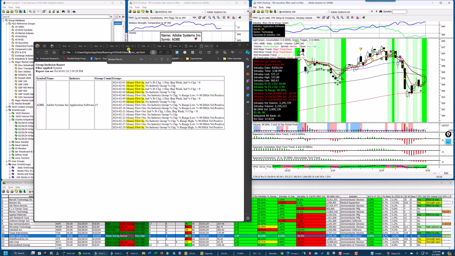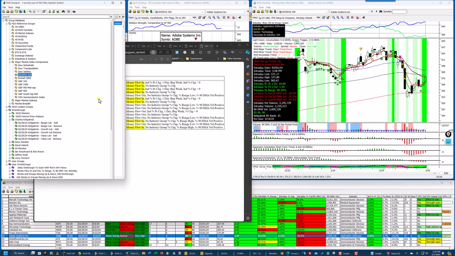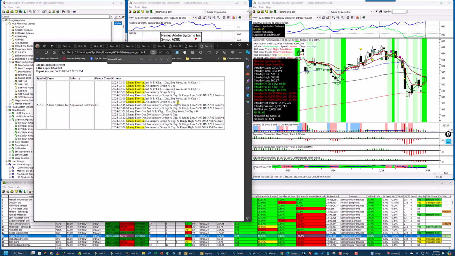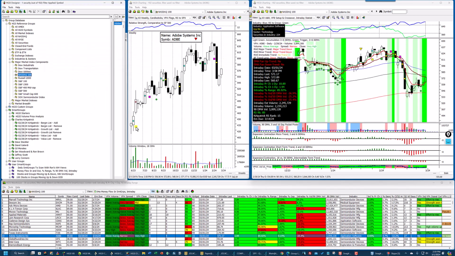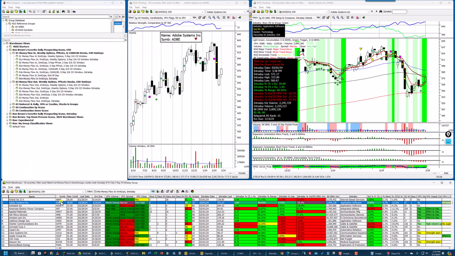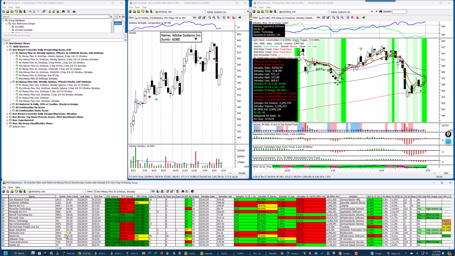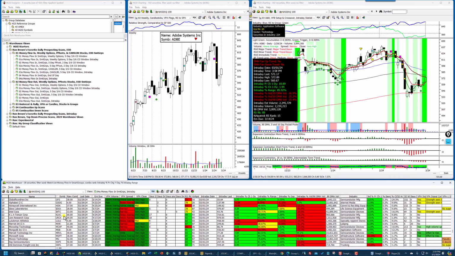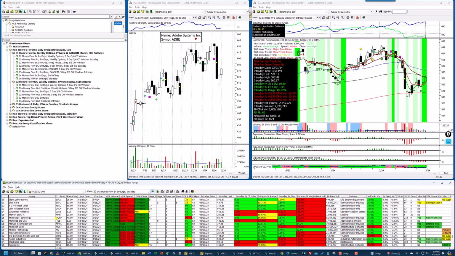It's going up. Now I know Netflix has been moving up. Let's see if Netflix is in the list today. No, it isn't in here. Maybe the volume wasn't enough. I'll just bring it up here in the chart. Let's take a look.